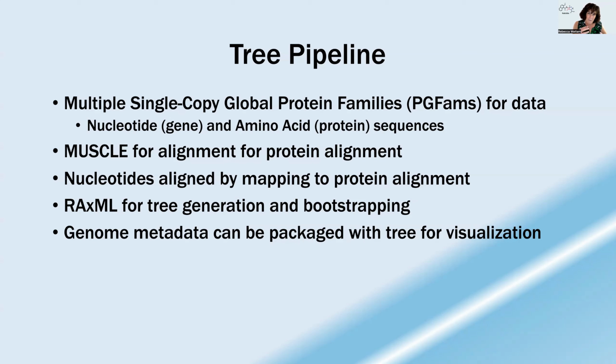Once it has that data from across the selected group of genomes, and it has these protein families, it builds an alignment of both the genes and protein family data, and it uses MUSCLE to do this. The nucleotides are aligned by mapping to the protein alignment. Then it uses RAxML for tree generation and bootstrapping. And in this particular pipeline in BV-BRC, you can have metadata. So you can see metadata on the tree, which is awesome. I guarantee you, you are going to love this.